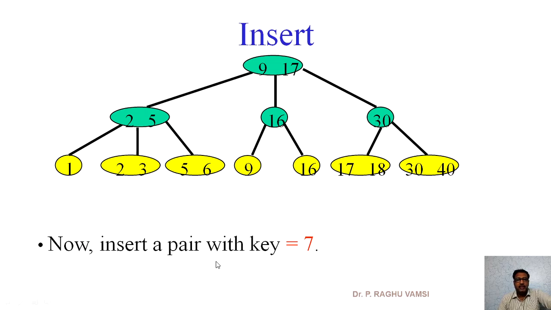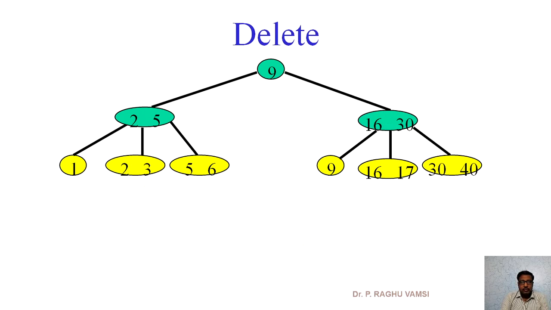Now insert a pair with key equal to 7. So 7 is compared with 9, it is less than 9, so move to the left side. 2, 5, 7. So 7 should be placed at the 5, 6, 7 here. Whenever you make 5, 6, 7, it will be split into 2, 5, 6, 7, and 6 will become the parent.